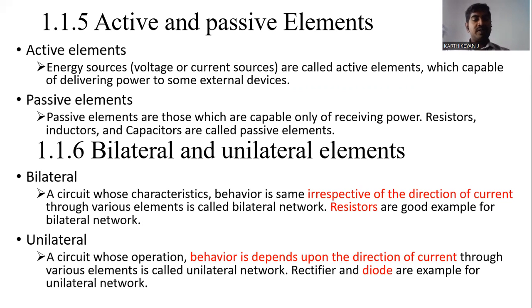Bilateral and unilateral elements. In a bilateral element, the characteristics and behavior of the element are the same irrespective of the direction of current. Examples for bilateral elements are resistor, inductor, capacitor. In a unilateral element, the behavior and operation depend upon the direction of current. The example for a unilateral element is a diode.